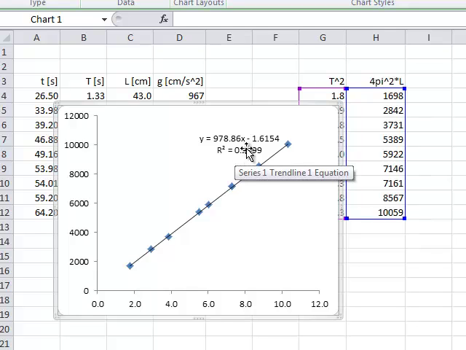The r squared value tells us how good the data are. The closer this number is to 1.000, the better the data are. In fact, in physics, it's pretty much unacceptable to have an r squared value below 0.990. So it has to be this good or very close to being this good.